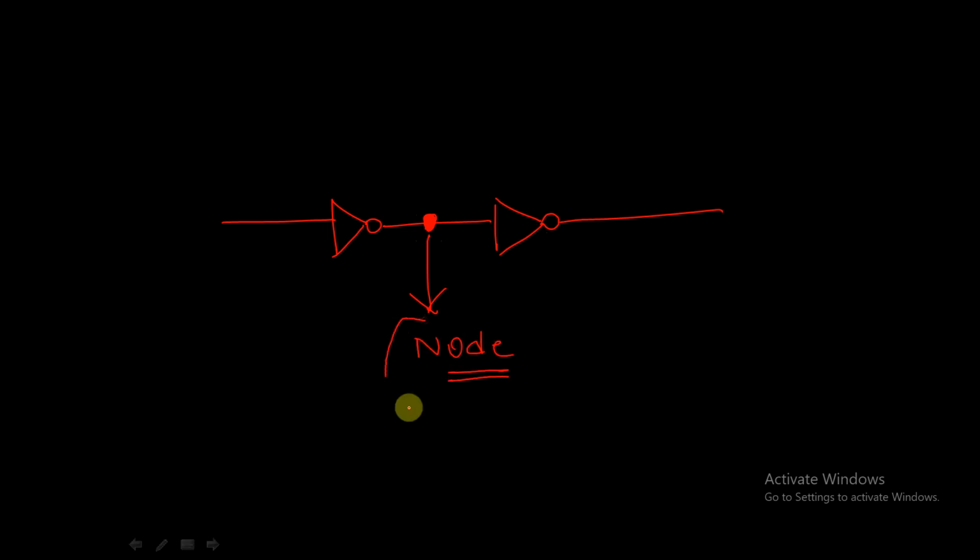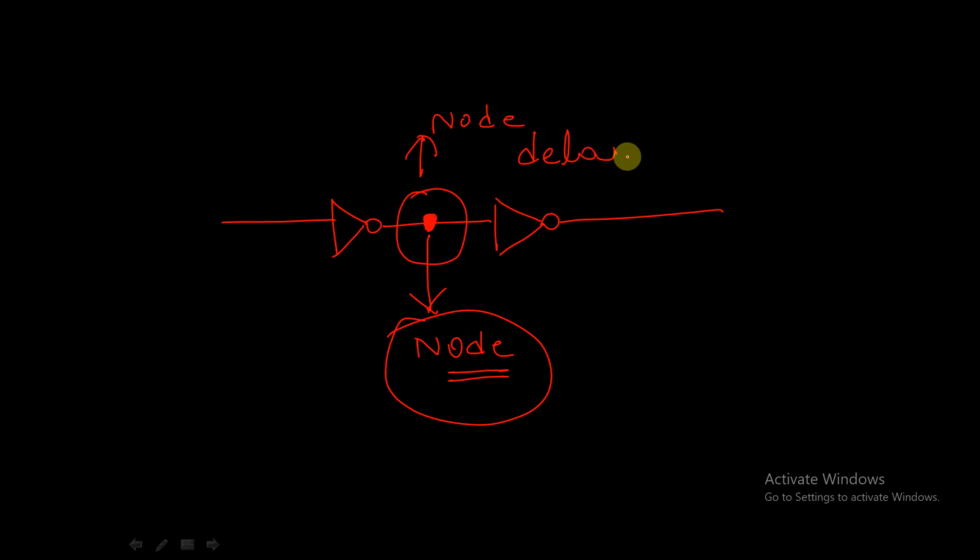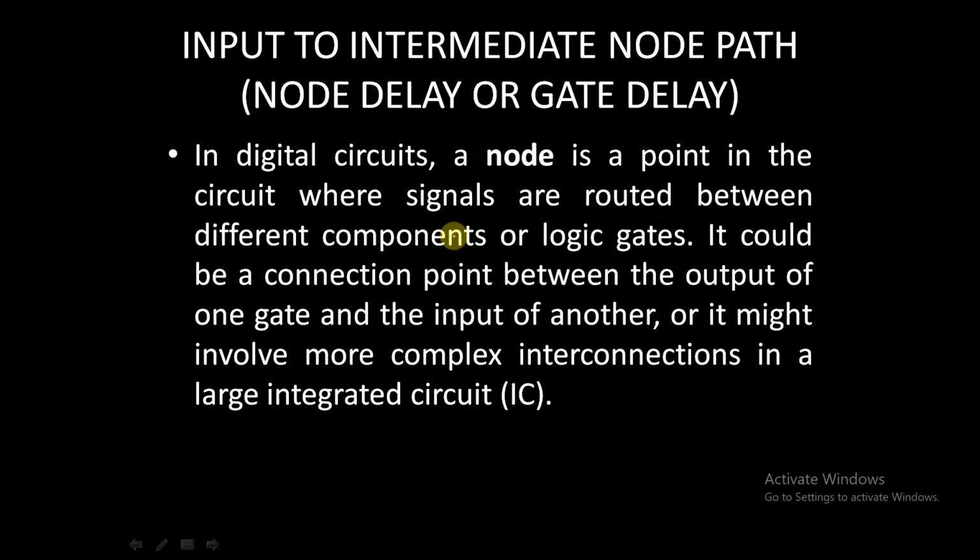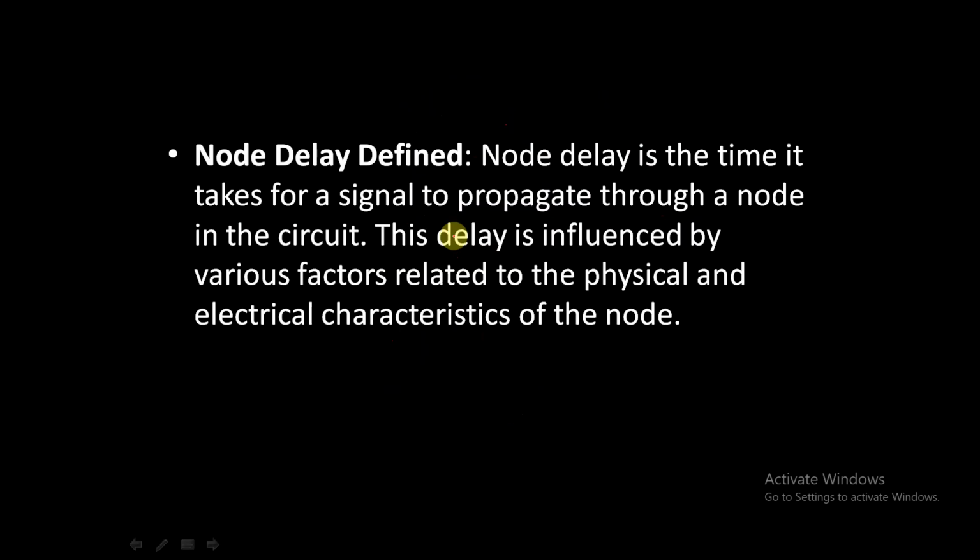The delay involved by the signal at this particular node is called node delay. This will also play a role in the overall delay. In addition to the propagation delay of the logic gates, this node delay will also play a crucial role in the calculation of the time period. In simple terms, a node is a point in the circuit where the signals are routed between the different components or logic gates. It could be a connection point between the output of one gate and the input of another. So this is the node delay or gate delay.